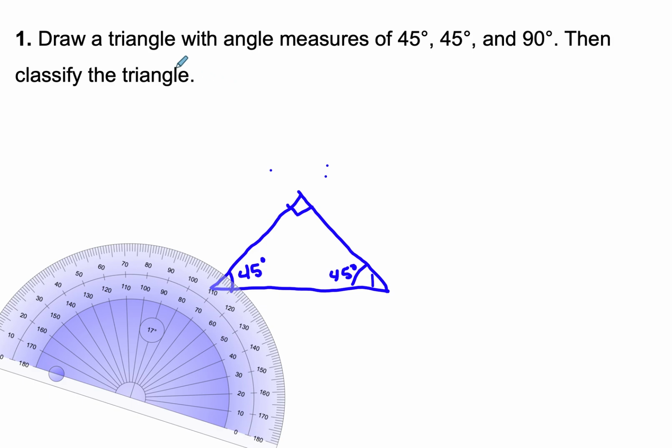Now I need to classify it. So classify means name it. I have a right angle, so it's going to be right. I have two angles that are the same. That means these two sides are also going to be the same. When I have two angles the same and two sides the same, that's isosceles.